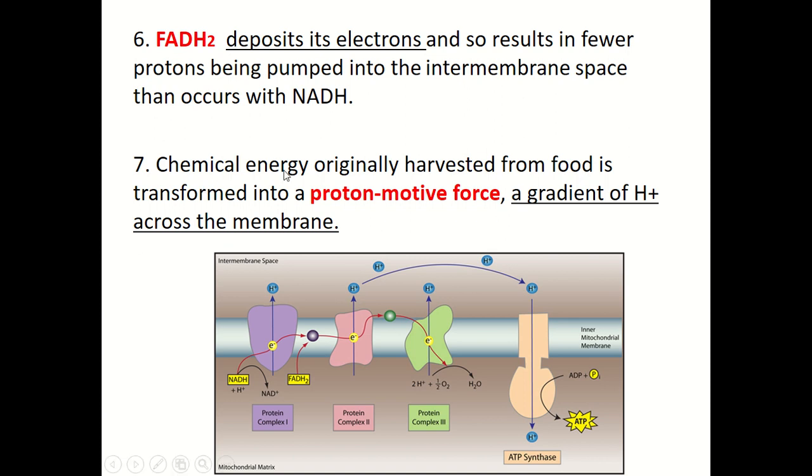And the chemical energy originally harvested from food is transformed into proton motive force. The chemical energy here refers to the hydrogen ions, in which the gradient of hydrogen ions from high concentration to low concentration will transform into proton motive force as it passes through the ATP synthase.